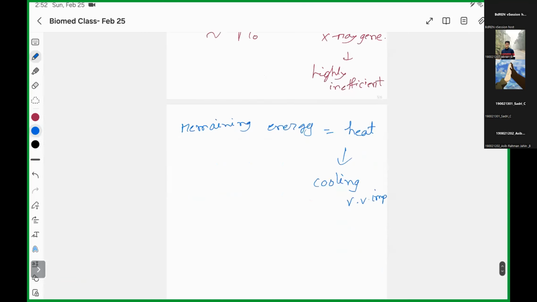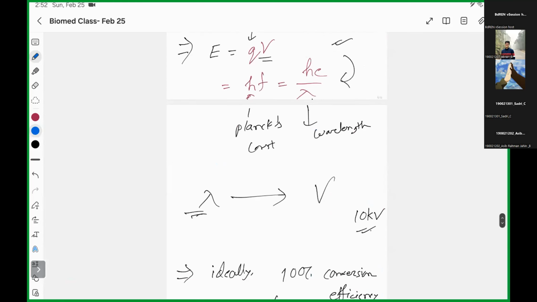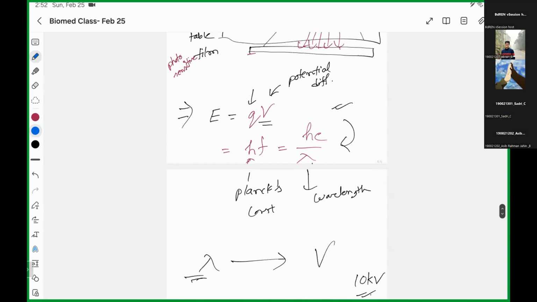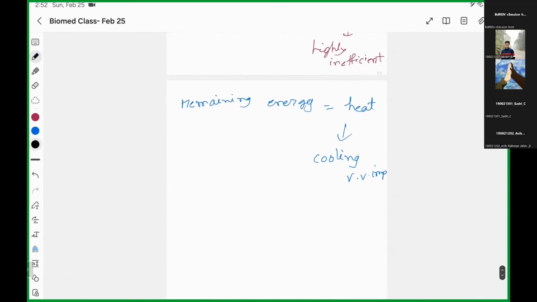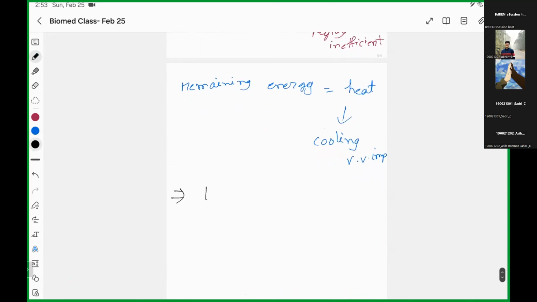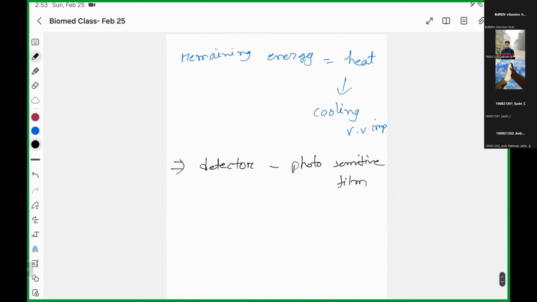So now you know how this X-ray setup works. You know the generation process. You know these things that you have to take care about. Now, some of the other ingredients of the X-ray setup: the detector is like a photosensitive film. I believe you already know how a film is created. It's a photosensitive film that reacts to your X-ray image.